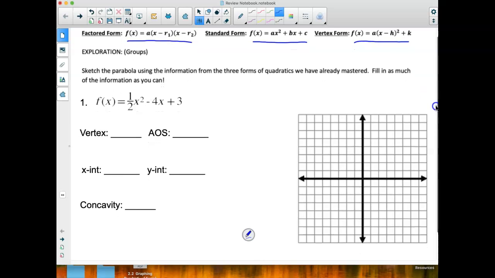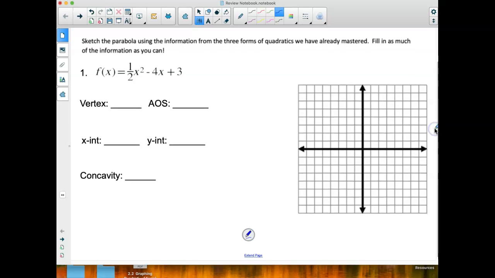When you're graphing from standard form, the first thing I like to do all the time is identify my concavity. I can see a is positive 1/2, so I'm going to be concave up. Then the first thing I want to find is my axis of symmetry. Okay, so this is topic number 1.